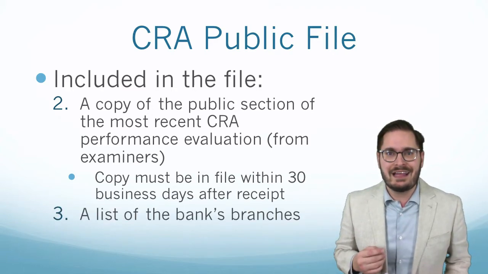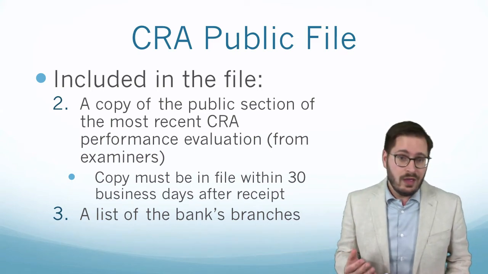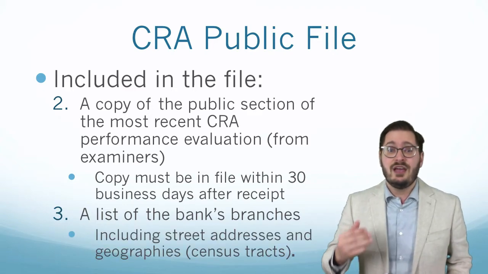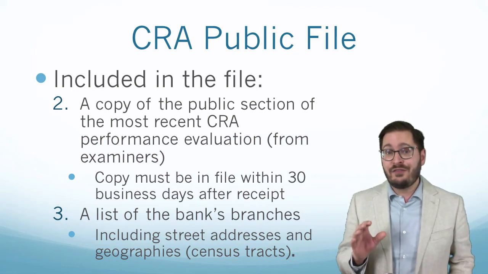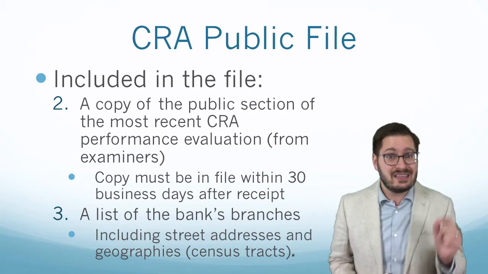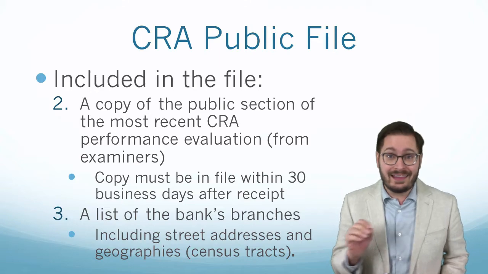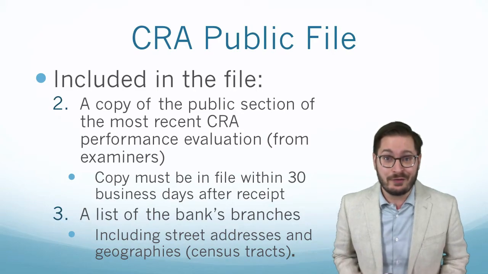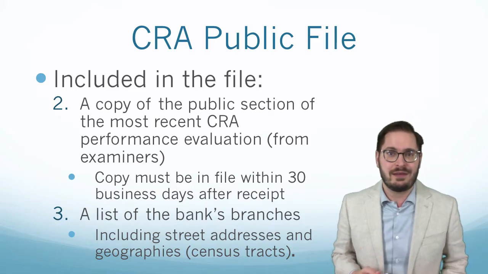Also, the third thing needed in a CRA public file is a list of the bank's branches. Now, you would think that this is simple, but you do need the branches, and you need a couple of things to go with the list of branches. You need your addresses, which are the street addresses, and geographies. Now, by geographies, the Community Reinvestment Act specifically refers to geographies as census tracts. That is key. You don't list the actual latitude and longitude, which I have seen done in a public file. You must have a sailor on your hands or somebody who knows that. I have no clue. But what you must include is the census tract. That's what they mean by geography.